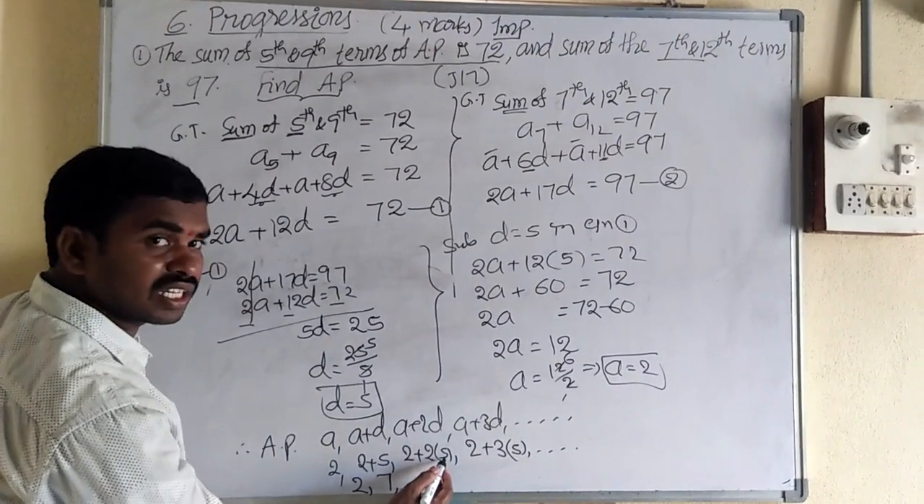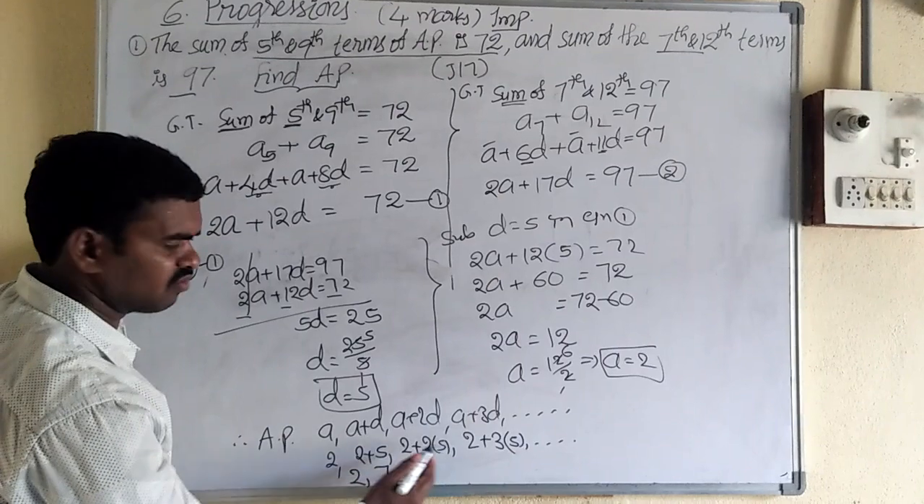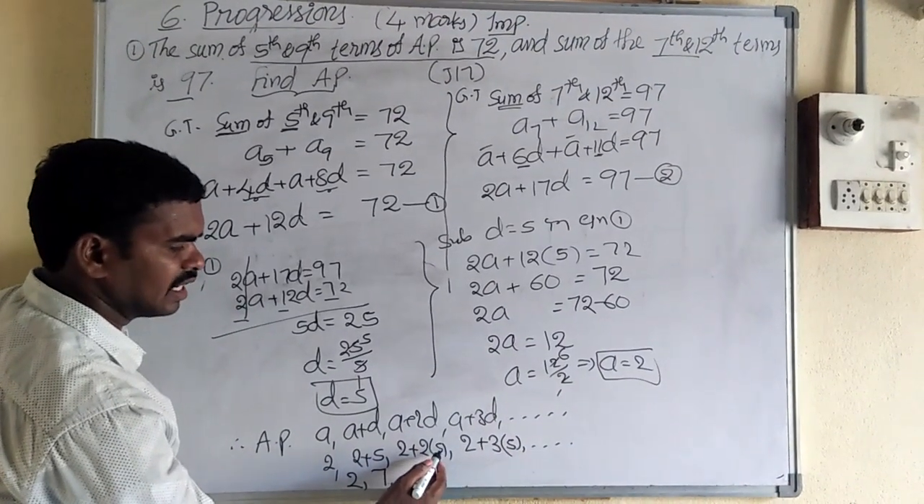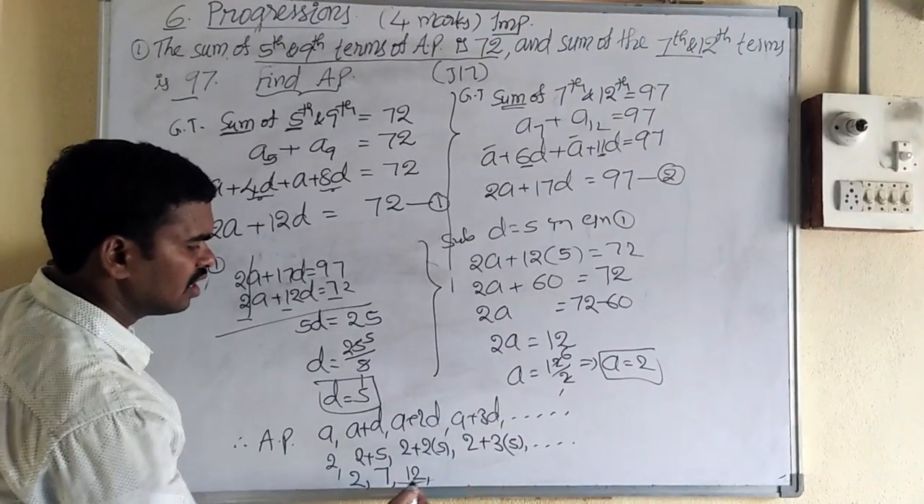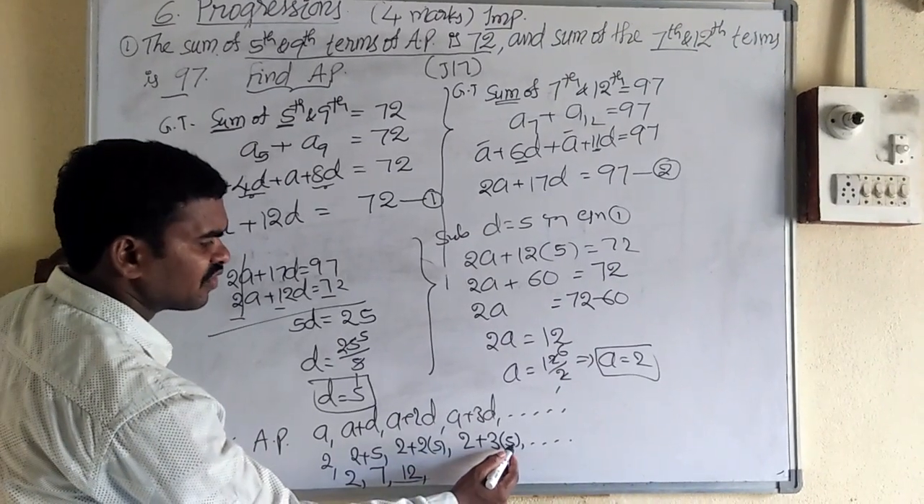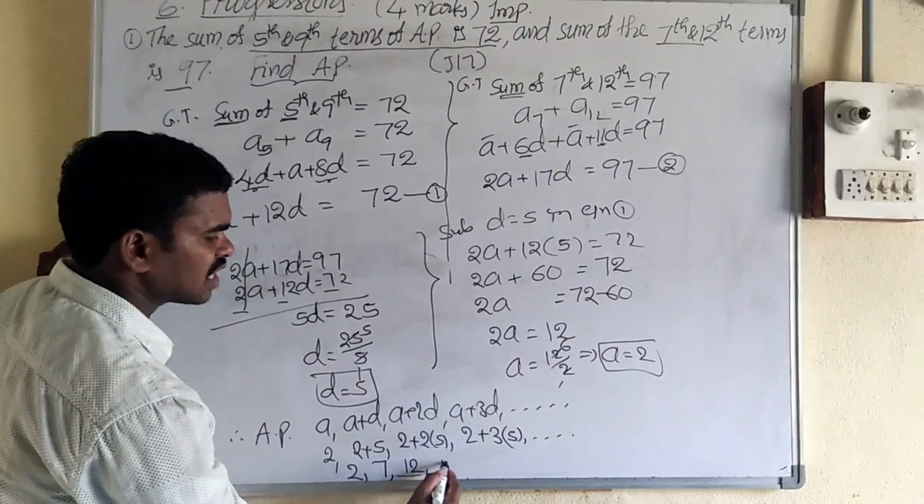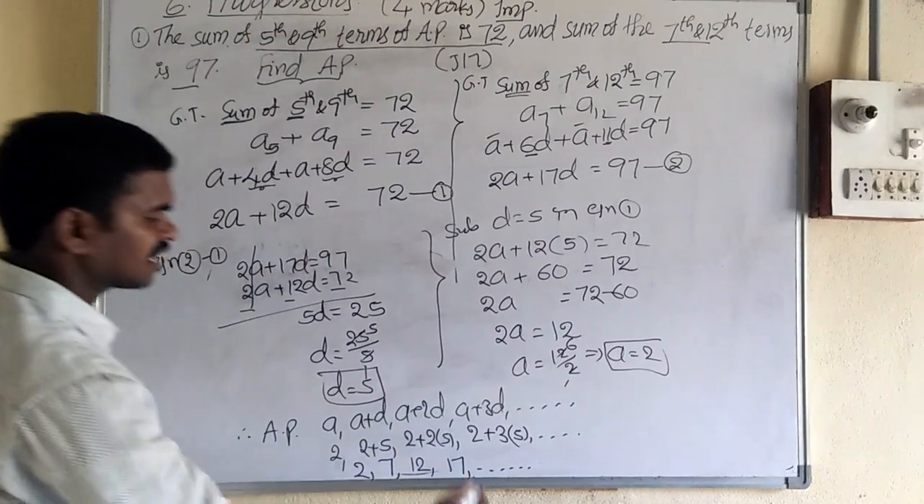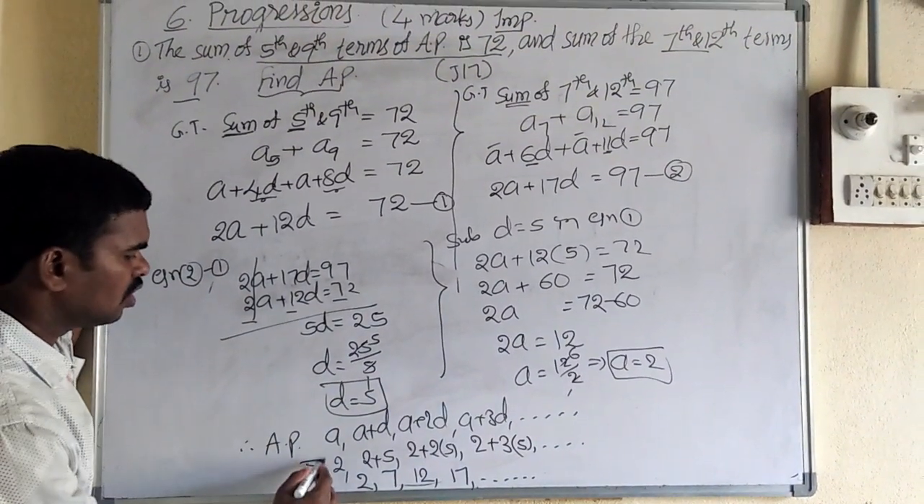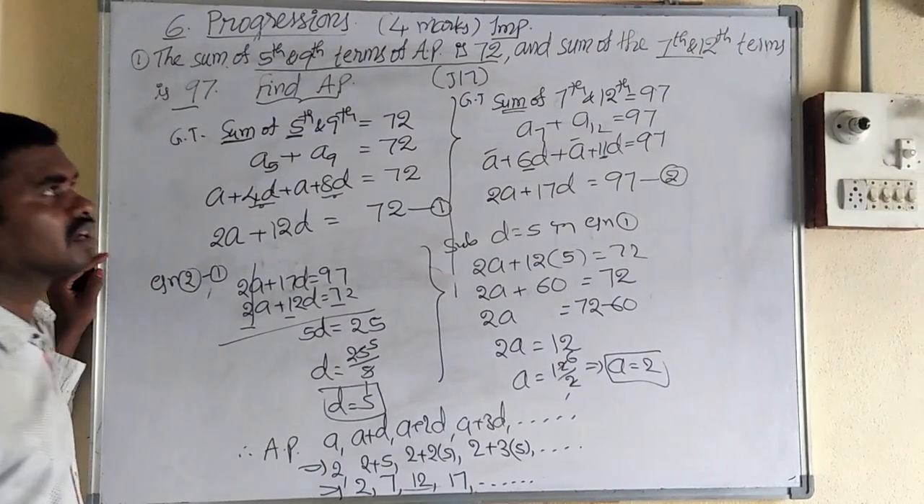Here 2 times 5 is 10. First multiplication, then addition. 2 times 5 is 10, 10 plus 2 is 12. Next, 3 times 5 is 15, 15 plus 2 is 17. And so on is the arithmetic progression. So this is the required answer.